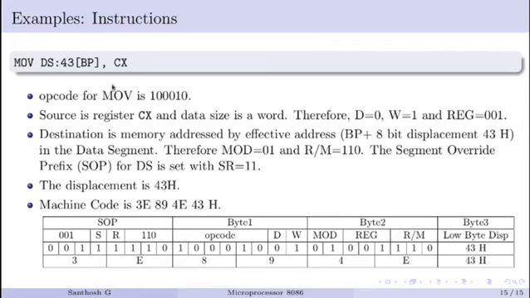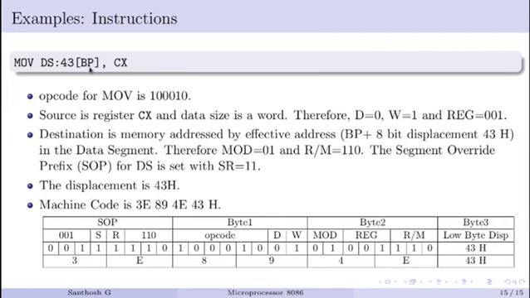So if we want to do that, we want to use a segment override prefix. Now the segment override prefix has the most significant 3 bits and the least significant 3 bits set to a certain value, and only the remaining bits 3 and 4, called the S and R bits, encode the segment that is to be used. Now if we want the DS segment to be used, we should set that to 1.